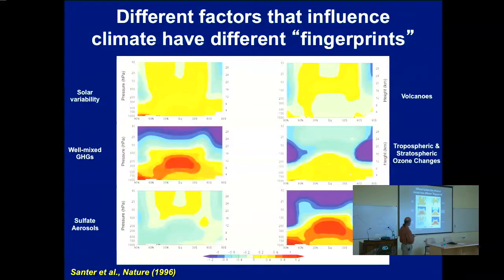This is a pattern that's slightly different from here because you have a cooling of the troposphere. If you look at greenhouse gases, again as we discussed, increasing tropospheric temperature, more of an increase near the tropical mid-troposphere, and a cooling in the stratosphere.